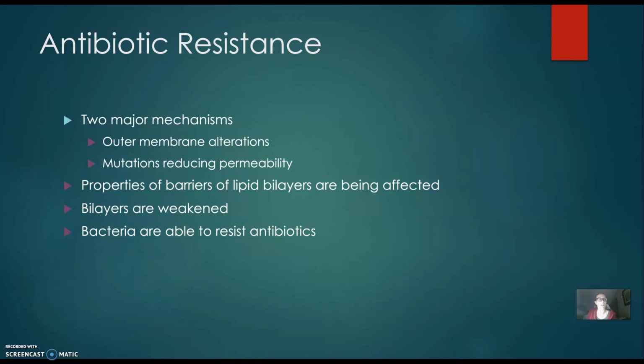Antibiotic resistance. There are 2 major mechanisms of antibiotic resistance. There's outer membrane alterations and mutations reducing permeability. Properties of barriers of lipid bilayers are being affected with this. Bilayers are weakened, and the bacteria are able to resist the antibiotics.